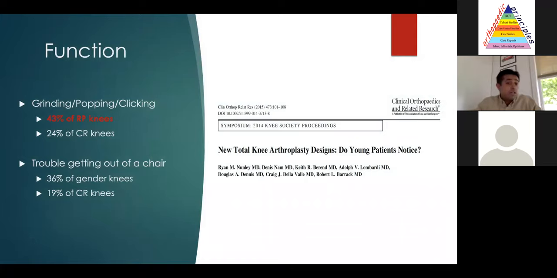These new designs, do patients forget that they have a total knee? Are they able to say that this is more kinematic? Well, turns out that still 40 to 50% of them, when it comes to RP designs, rotating platform designs, still have some grinding, some popping, some clicking. So it still feels like a mechanical device. It doesn't feel completely natural. And a large proportion of them still have trouble getting out from deep flexion activities, like getting out from a chair. 36% of these gender knees, 19% of cruciate retaining knees seem to still have this problem.